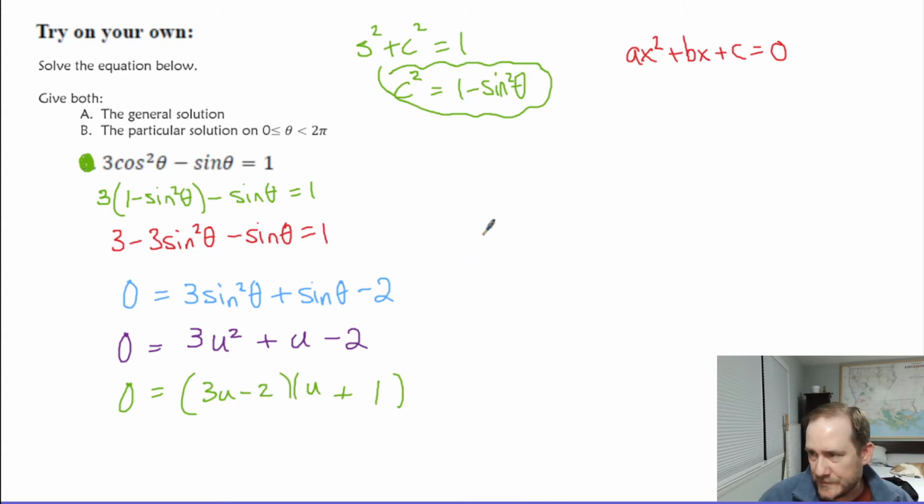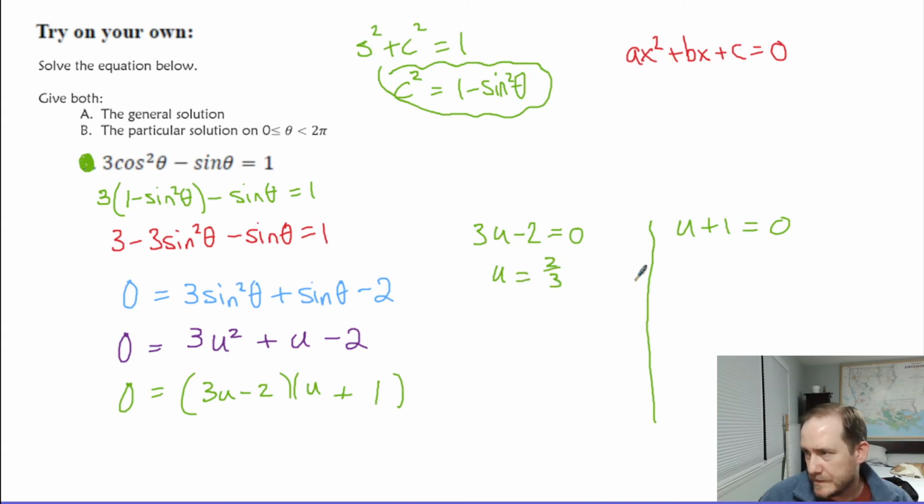We'll take the first factor, the 3u minus 2, set it equal to 0, and that'll generate some solutions for us. Then over here we'll take the u plus 1, set that equal to 0, that'll generate more solutions for us. And over here, if I add 2, divide by 3, I get 2/3. Over here, if I subtract 1, I get u equals negative 1. Now is the part where we remember that u actually represents sine of theta. So here we're saying the sine of theta is 2/3.